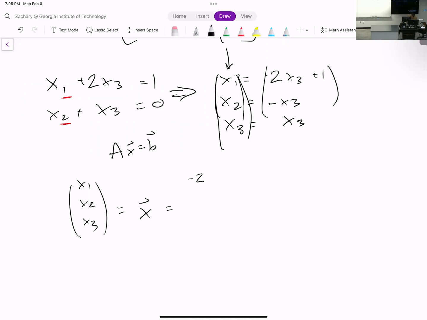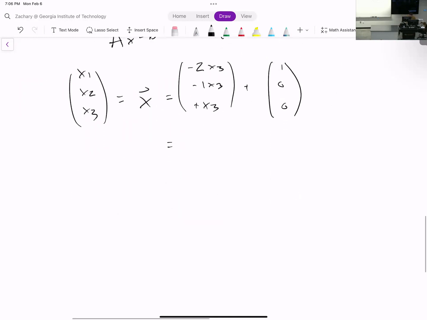Equals negative 2x3, negative 1x3, positive x3, plus 1, 0, 0. And I'm just separating these out. So I'm separating all my x3s into one vector and all of my constants in another. Then I go from here, and I just pull out an x3 of that first vector: negative 2, negative 1, 1, plus 1, 0, 0. And there's my solution.